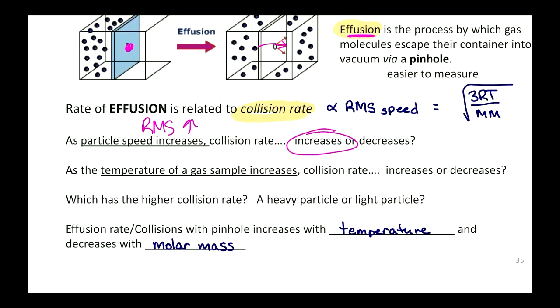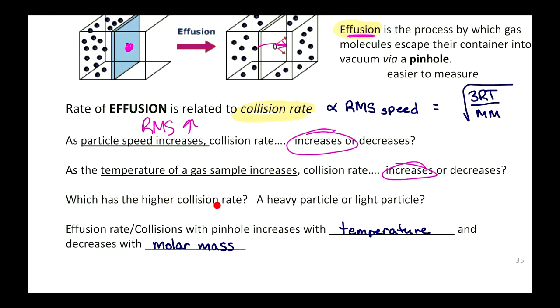So that means if we change the temperature of our gas sample, how does the collision rate change? It should change how? Heat up our sample? Yes, it should also increase because your particles are moving faster. All right, and so both of these things are increasing collision rate, so therefore effusion rate will also increase.